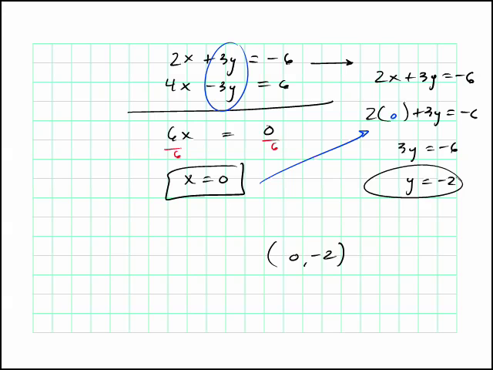Now, things don't always cancel like this that easily. For example, let's look at this one. X plus 3y equals 8. 2x minus 5y equals negative 17. If I add them just the way they are, nothing cancels away, and so it's not going to do us any good.